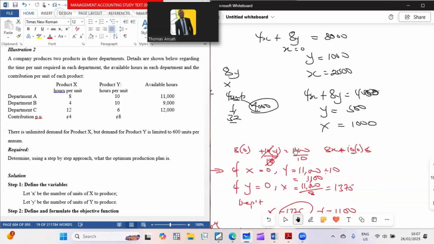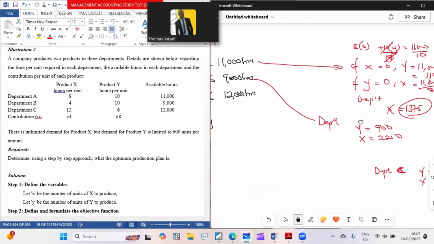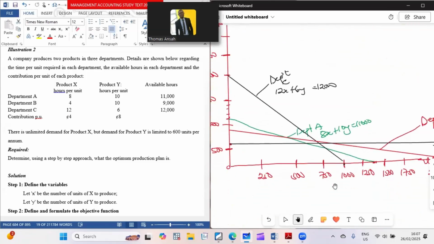All right, so now let's see. x is 1,000, y is 500. I think it's the same thing. So you can just plot. So we are having 500 here and 1,000 here. All right, so basically that is that.